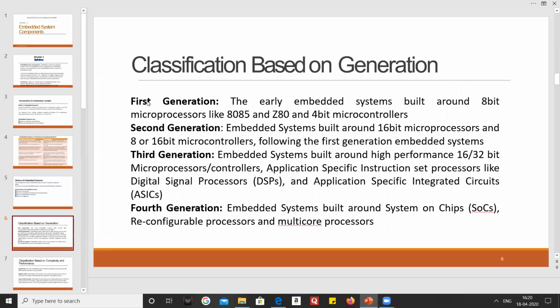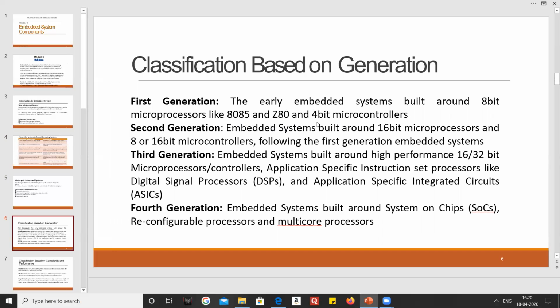So the classification based on generation. Here we are trying to classify the embedded system based on generation. So what is a first generation system? First generation systems are built around an 8-bit microprocessor. This I have already told in the class. An 8-bit microprocessor or microcontroller, it is nothing but we are talking about the data lines. If I am telling it is a 4-bit microcontroller, then that microcontroller has only 4-bit data lines.